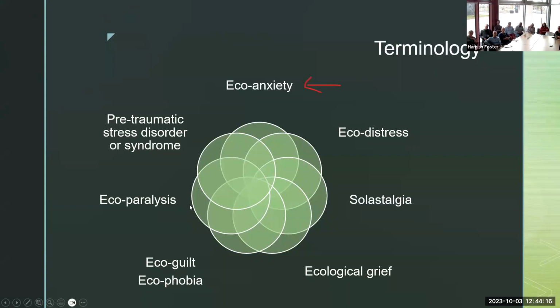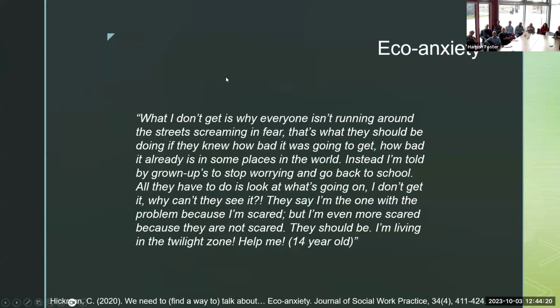But we're focusing on eco-anxiety today, and I thought this was an interesting quote just to demonstrate, especially among young people, what it might mean. So I'm not going to read it out, but you can go ahead.